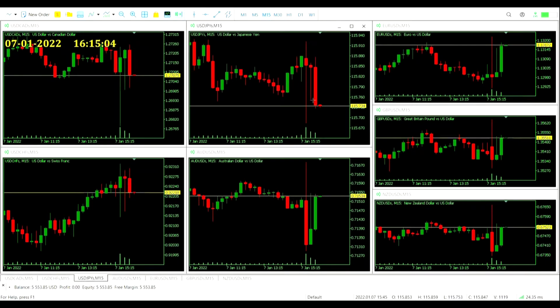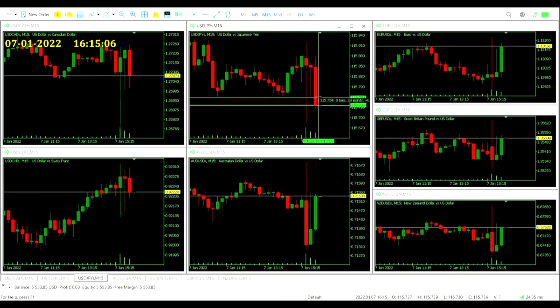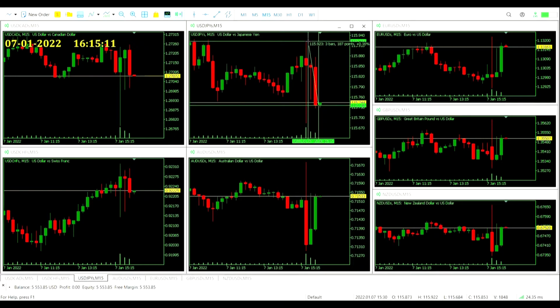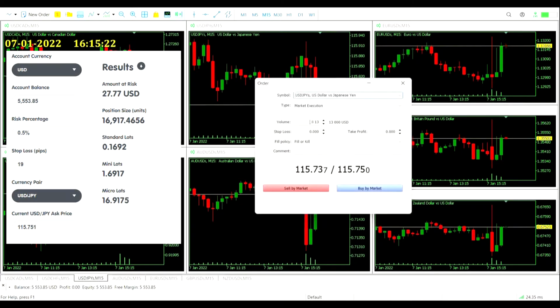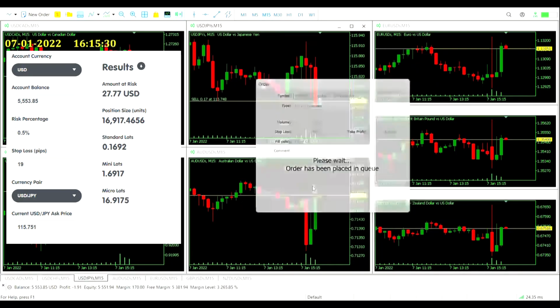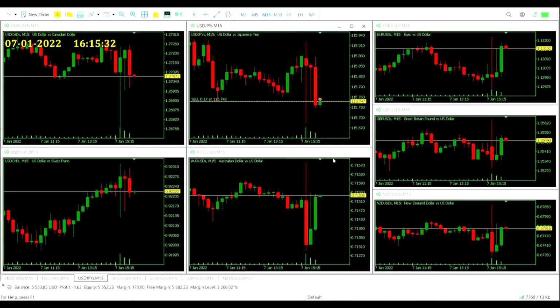We do have one on the yen though, so we'll measure out from the close of that candle there to the highest high of the session, and we'll round that up to 19 pips. You can see we'll be entering at 0.17 standard lots, and that is going to be a sell trade against the dollar. This price breaks out beneath there. Didn't get the close above the high on the Aussie dollar there.